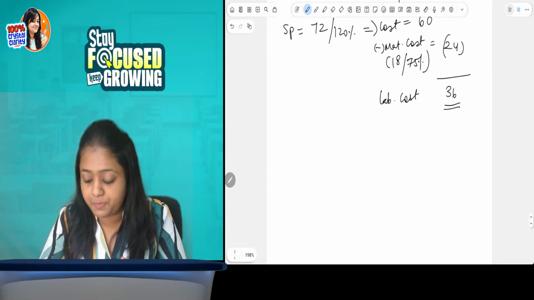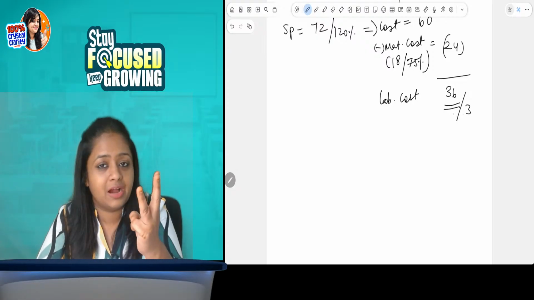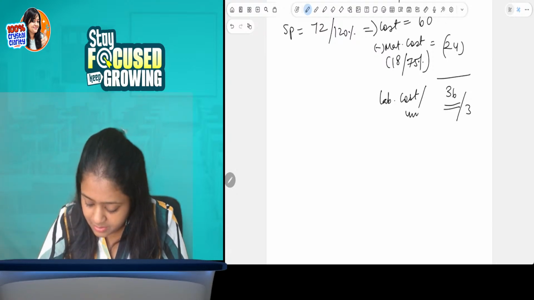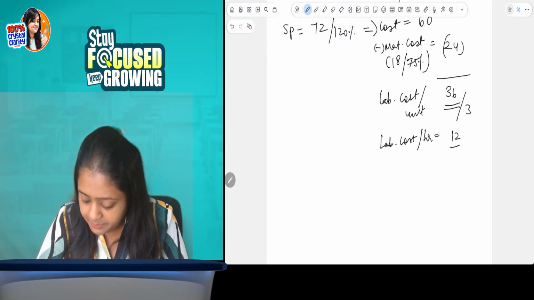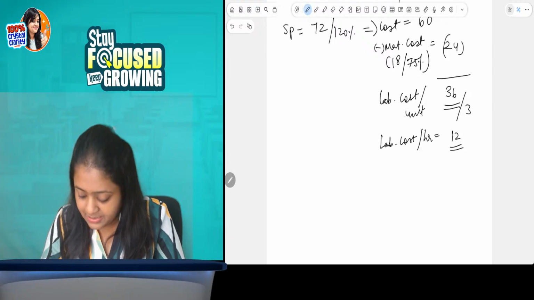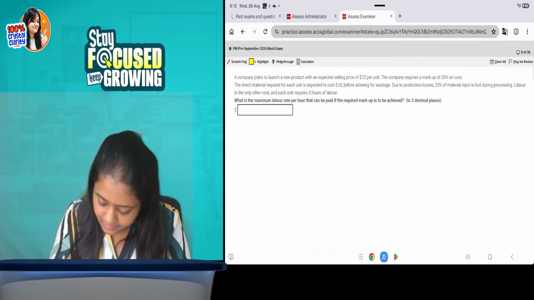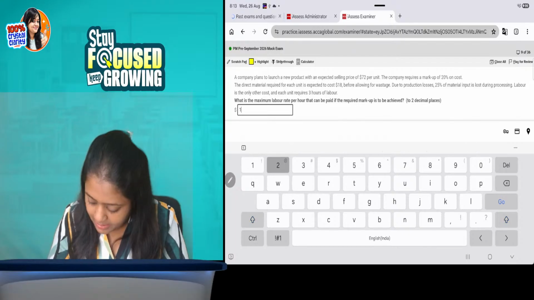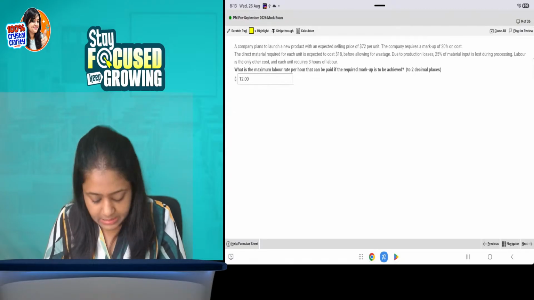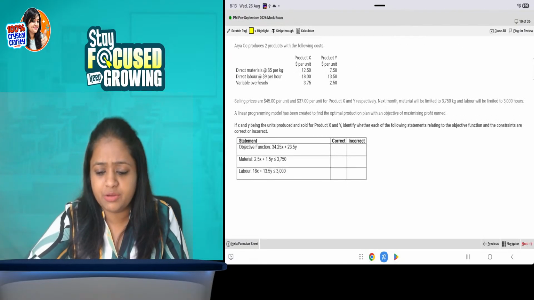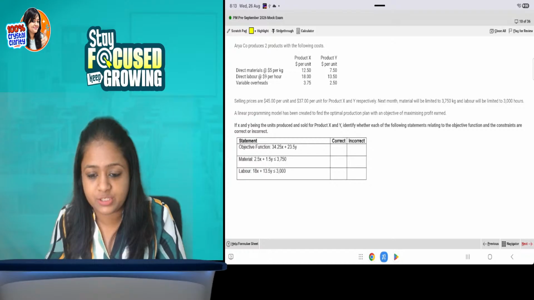Now we need the cost per hour. For getting per hour you need to divide by 3 because 1 unit requires 3 hours. So this is per unit, and labor cost per hour will be 36 divided by 3, which is 12. Okay, so my answer would be 12. I have to type in up to 2 decimal places, which is 12.00. Done? Let's go to the next one. So it was a simple calculation. That's all.